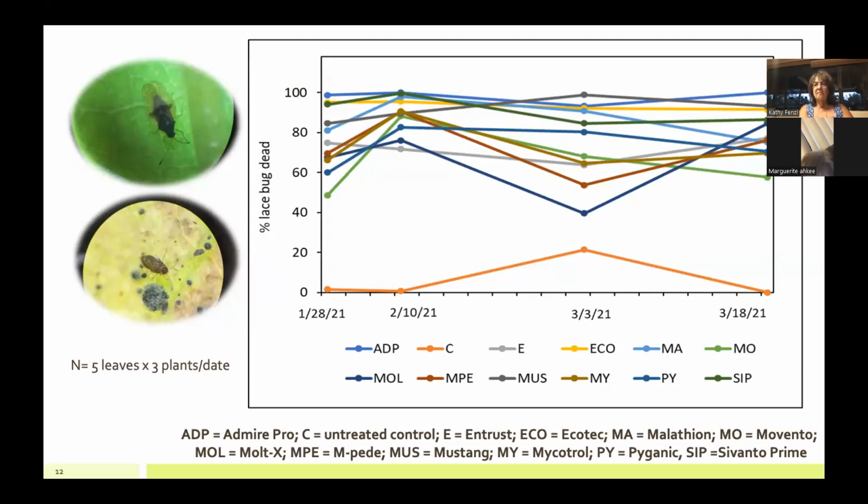So this shows that the products selected in our trial did work at some level, so that it would reduce the population if you had it there on your trees.